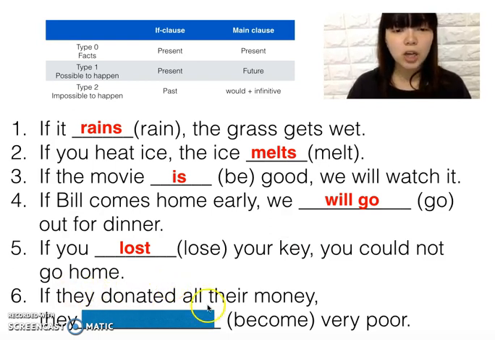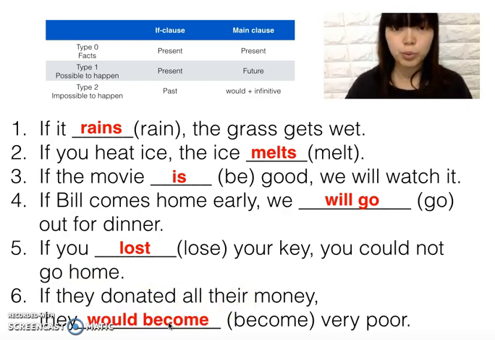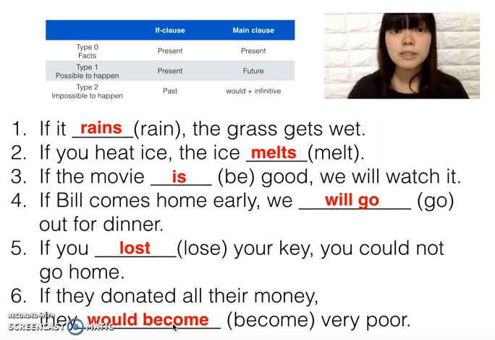If they donated all their money, donated, past tense in the if clause, so it must be type 2. If they donated all the money, they would become very poor. So would infinitive, past tense, would infinitive. Past tense, would infinitive.